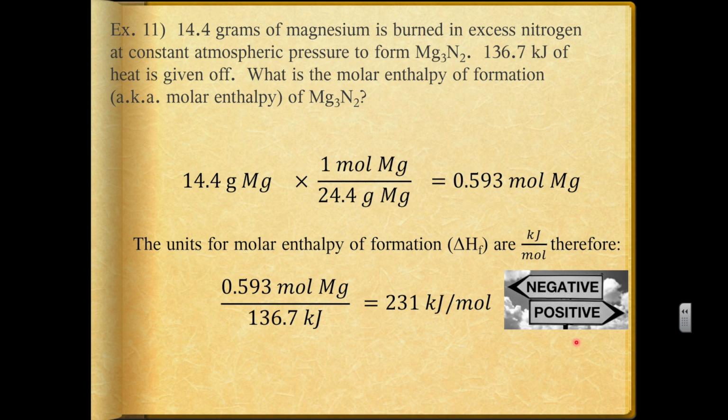Now, is it going to be negative or positive? It's going to be negative. Now, how do we know that? What's that key word given? Magnesium is burned in excess nitrogen at constant atmospheric pressure, and then this kilojoules of heat is given off. Since it is given off, it is exothermic, so it must be negative.